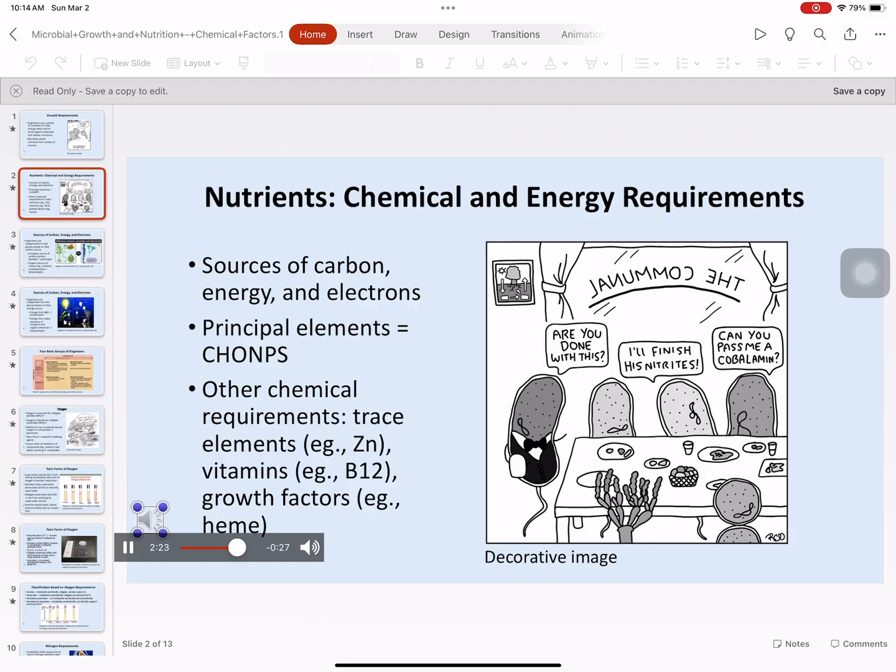So there are, for instance, certain microbial pathogens that have the ability to break open, to degrade our red blood cells. Why? Because then they will take the heme, which, if you recall, has that porphyrin ring, and they will use that, for instance, to make cytochromes.